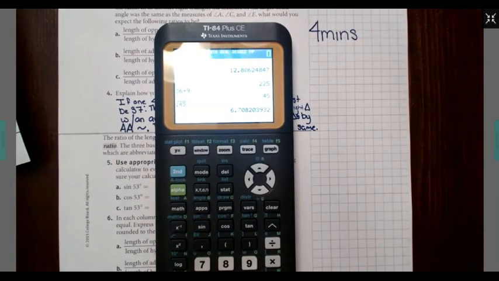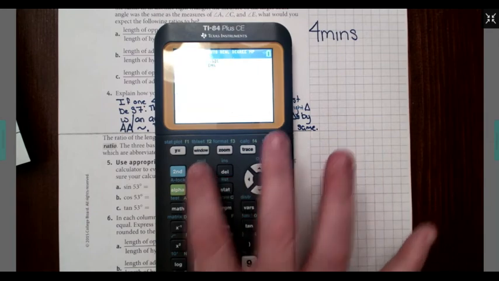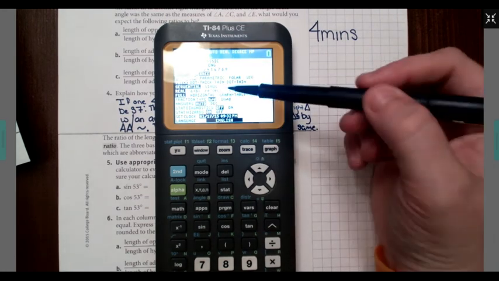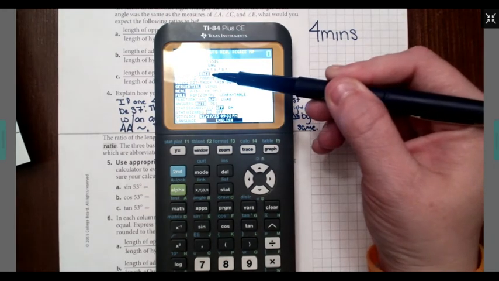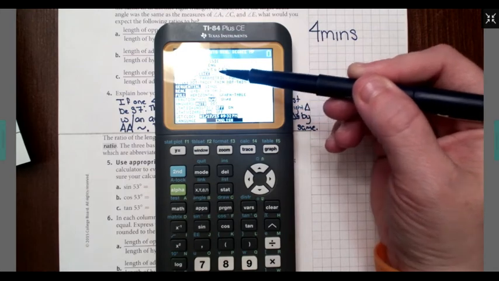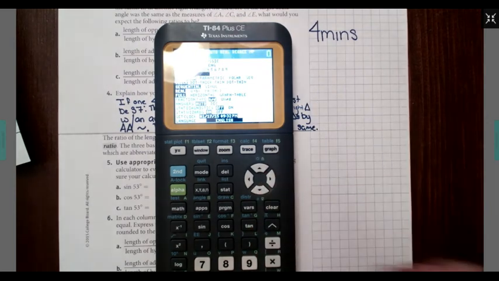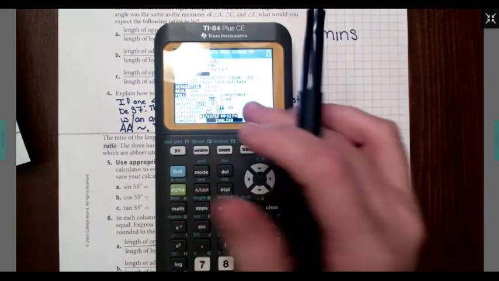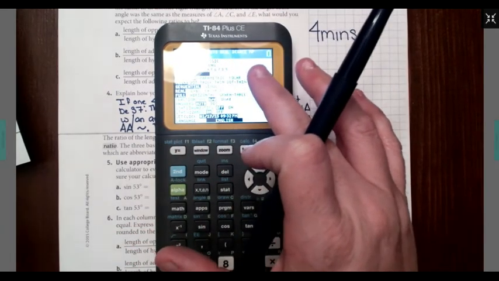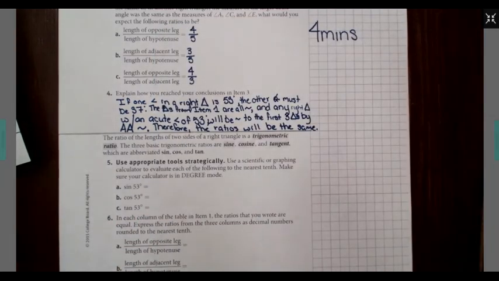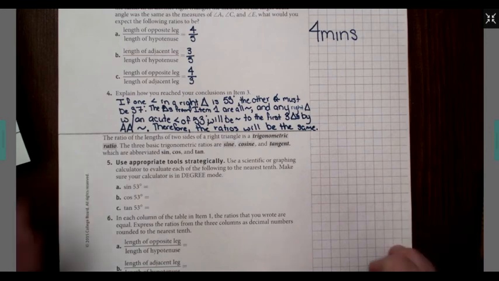You need to first turn on your calculator, go to mode, go down to the third option, and you want your black box to be highlighted around the word degree. If it's not, all you have to do is simply go over and press enter, and it will blacken that area. If you put it on radians, it's going to make your answers wrong. So please make sure you're in degree mode. It says we're going to find the sine of 53, the cosine of 53, and the tangent of 53.